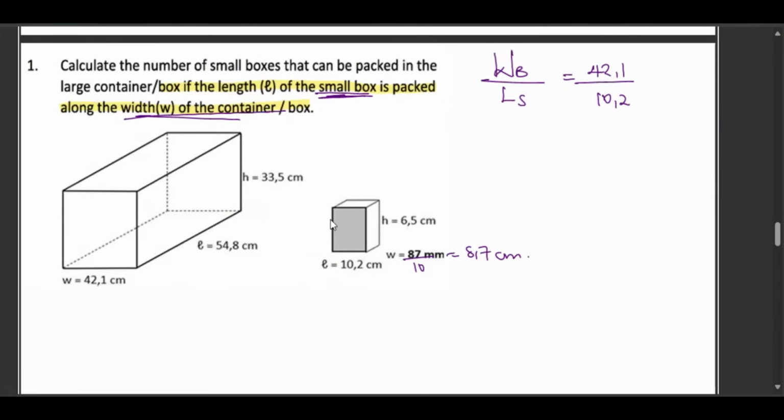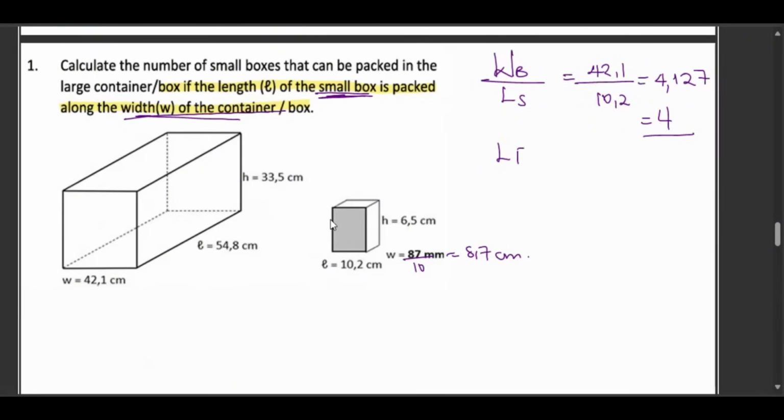What answer do we get? 42,1 divided by 10,2. We have the answer as 4,127. Round down, these are 4 boxes on the short side. What about on the long side? Remember, we are looking for the maximum number of boxes that can be packed, you understand?